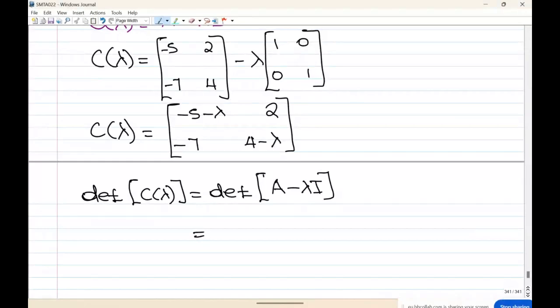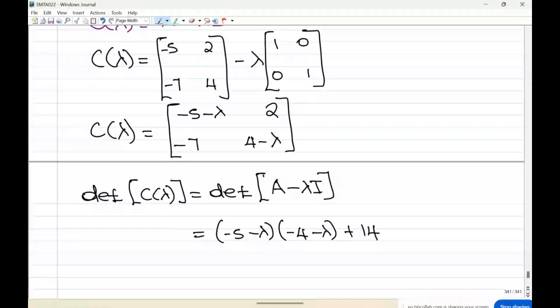You will get minus 5 minus lambda multiplied by minus 4 minus this lambda, and then plus 14. Can I get yes from you, colleagues? Is there anything wrong? Isn't it supposed to be 4 minus lambda in the second bracket? Oh, not negative here. Very good.